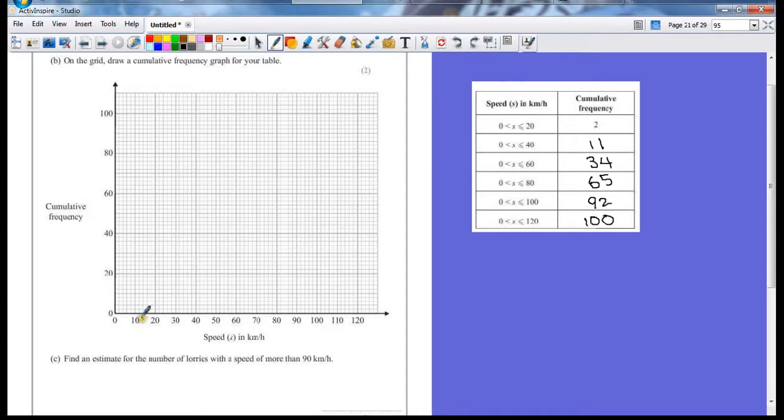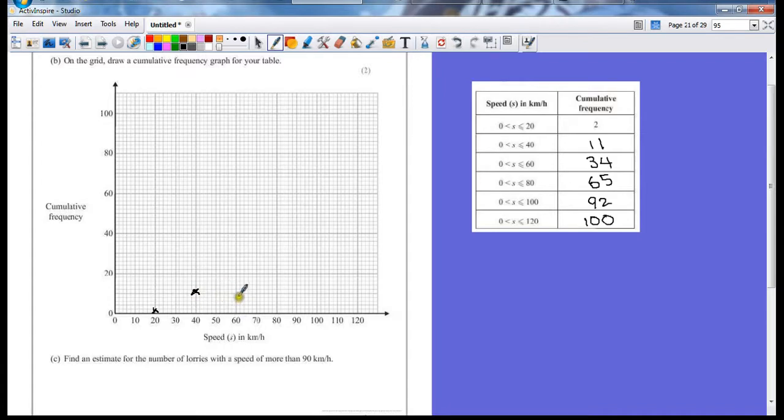Take the highest value when plotting for a cumulative frequency. On this one, again, careful of the scale. Each box actually equals 2, so I have to be very careful here. I've got a small cross there. That's 2 on 20. Next one, on 40, which is the top end of my group, goes up to 11, which is there. You're allowed to be a couple of boxes off, so the more accurate you are, the better.